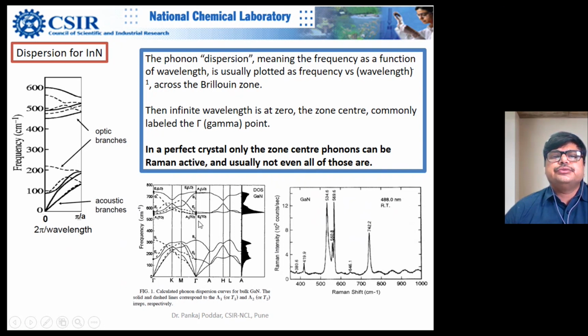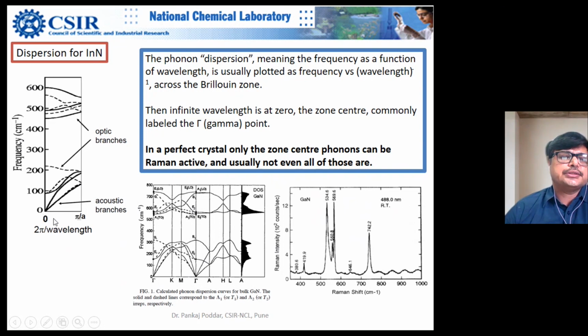So you are looking at the gamma point actually. If you look at the gamma point, so you Raman. So here, the reason is, for example, it is for indium nitride. So this is frequency and it is 2 pi divided by lambda. You can, or you can write K, right? K and or an energy.